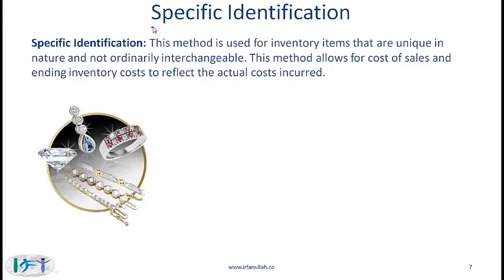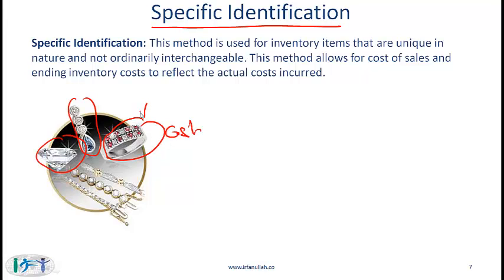Let's start with the method called specific identification. This method is used for inventory items that are unique in nature and not ordinarily interchangeable. This method allows for cost of sales and ending inventory to reflect actual costs incurred. So if you sell jewelry, then obviously you would keep track of every item in your inventory individually. So this particular ring will have a particular cost. You will have this ring tagged with a particular ID, and then when this particular ring is sold, the cost would be the cost of this particular ring.